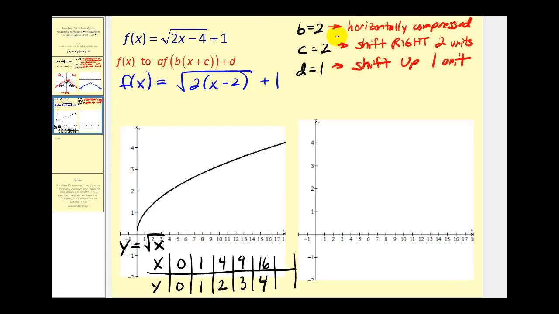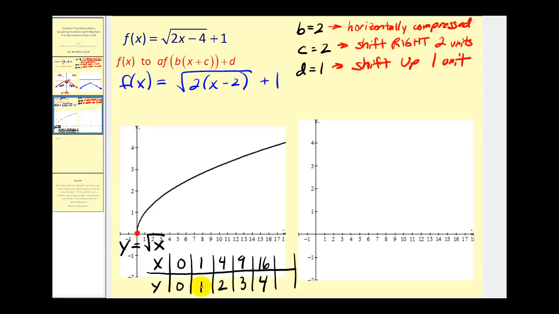Remember, when we have a horizontal or vertical compression from a value of b, we leave the y-coordinates the same, but multiply the x-coordinate by 1 over b, or just divide the x-coordinates by b. So let's go ahead and take these x-coordinates, divide by b, and leave the y-coordinates the same for this horizontal compression. So we'll still have the origin.